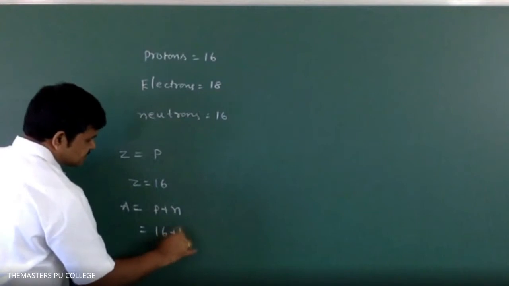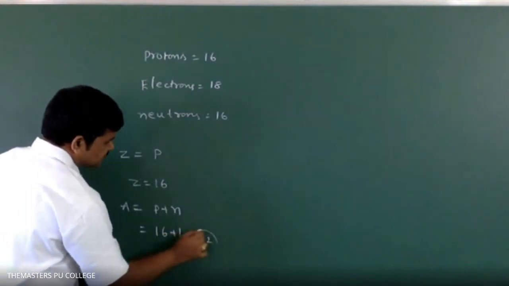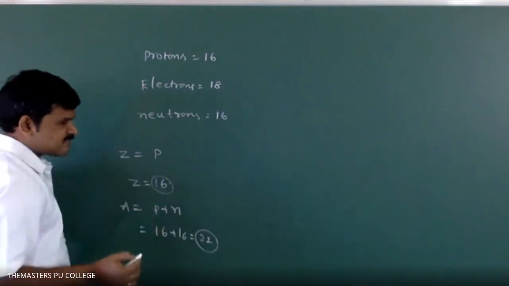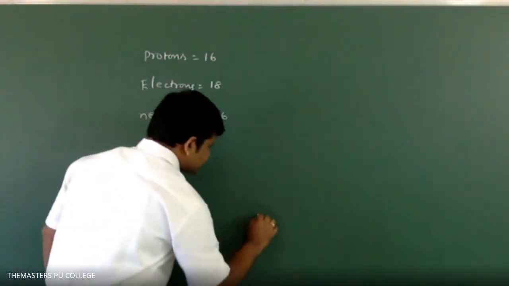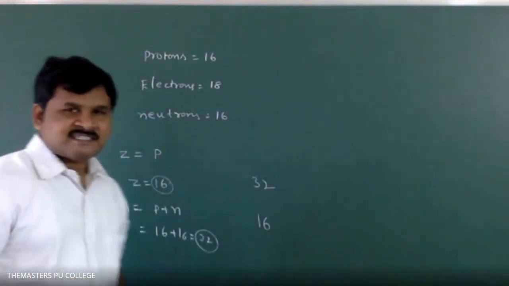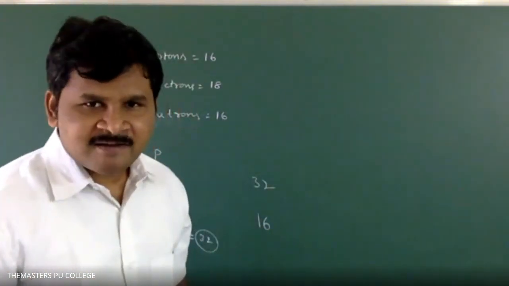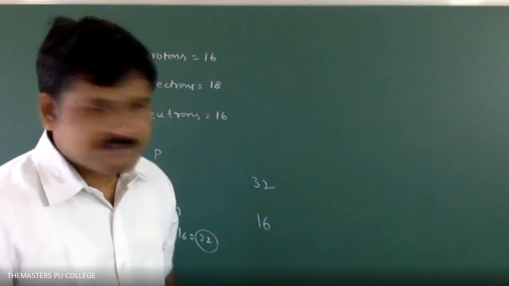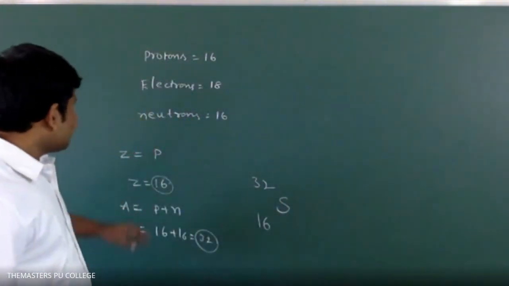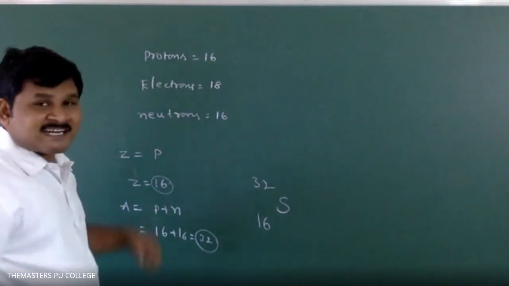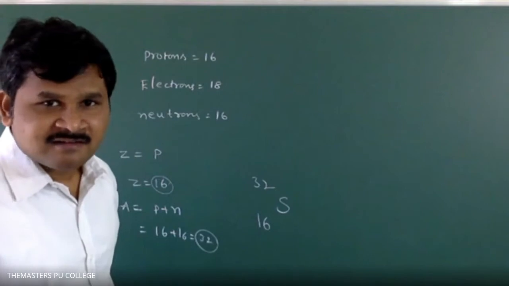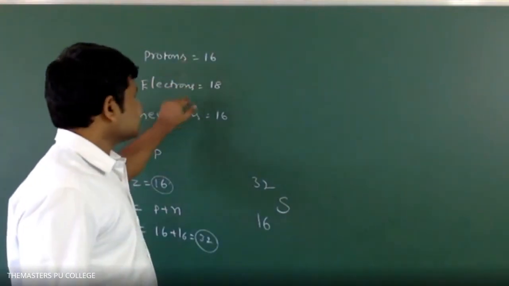Neutrons 16, so 32. So atomic number is 16, mass number is 32. Atomic number 16 means it is sulfur only. But here, what is the difference between protons and electrons? Protons and electrons are not equal. Protons are 16, electrons are 18.